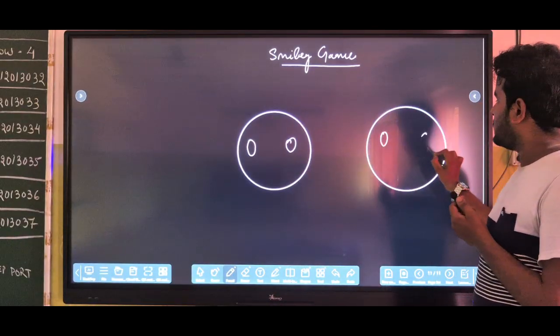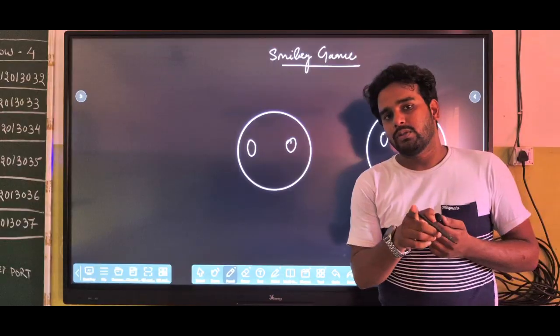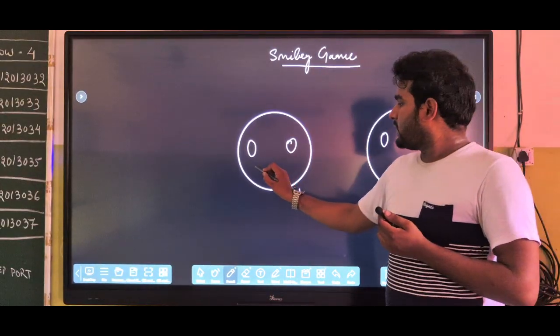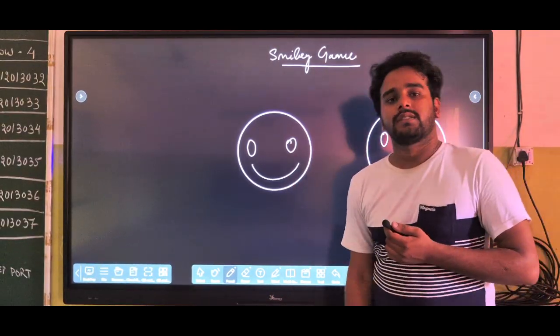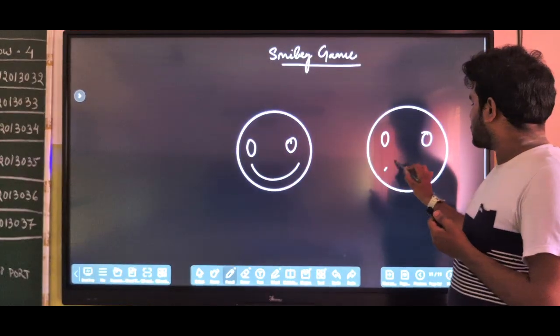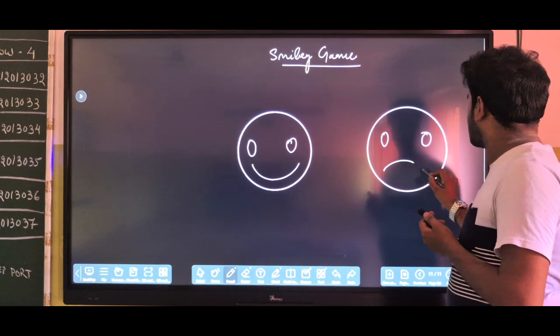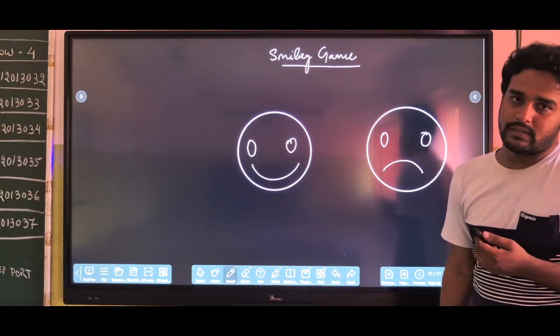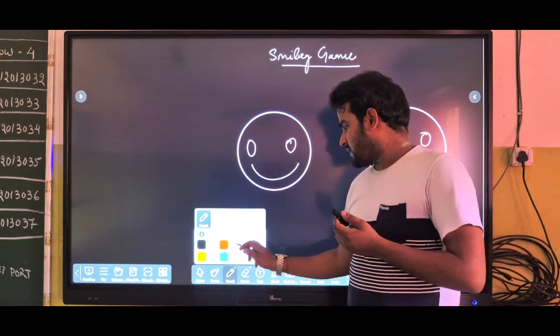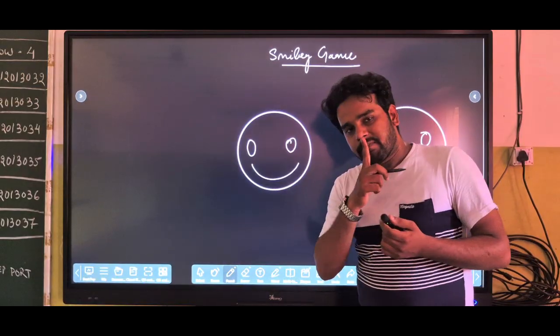So let the eyes be here. But from the shape of the mouth we can understand. Sometimes the shape of the mouth is like this. Sometimes you become depressed, and the face shape changes to this one. So how can you predict?